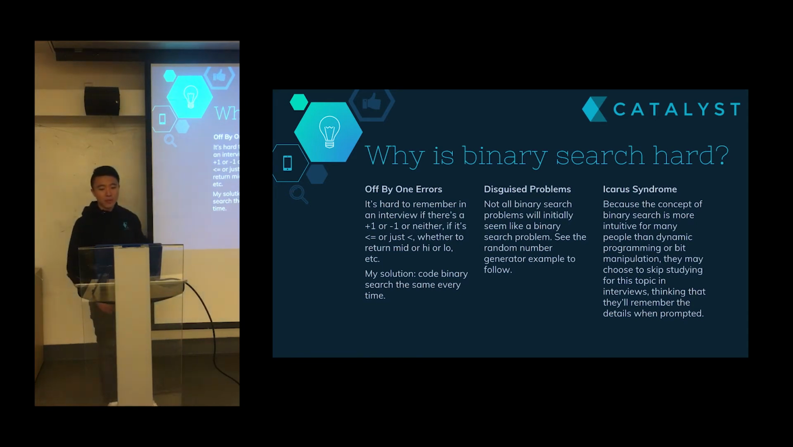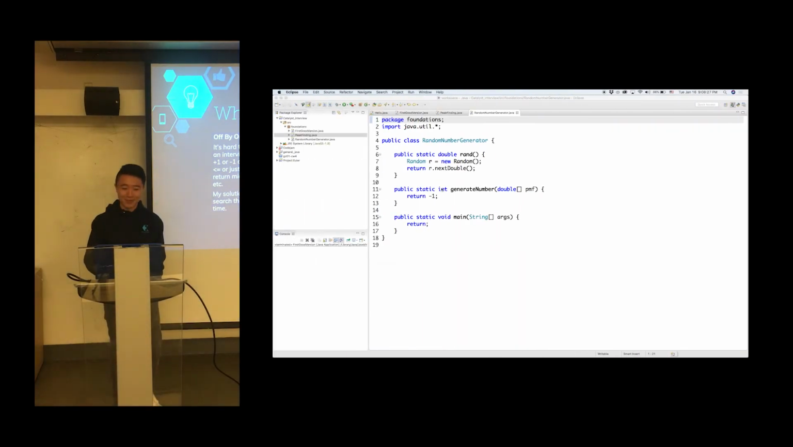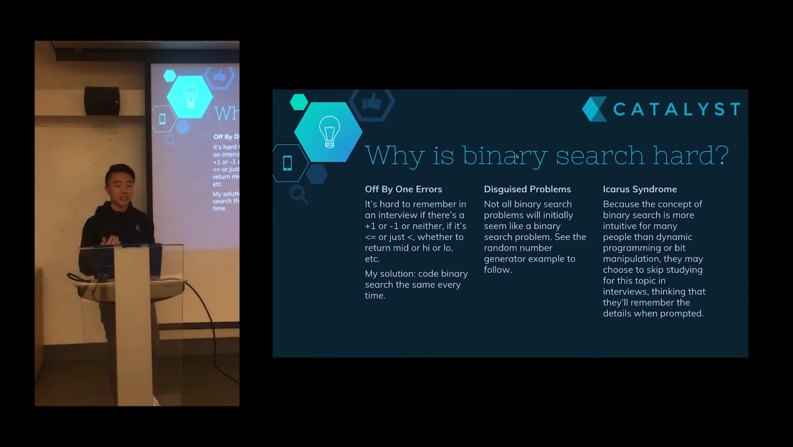So the final reason why binary search is so hard is because of what I call Icarus syndrome, right? Because it is so intuitive compared to other things like divide and conquer or dynamic programming, a lot of people will just say, okay, when the time comes, I can code binary search. And then they start running into the edge issues, the infinite loops, returning one off the right value, or your target being at the very ends of your array instead of somewhere in the middle. People just end up overestimating their own skill level.